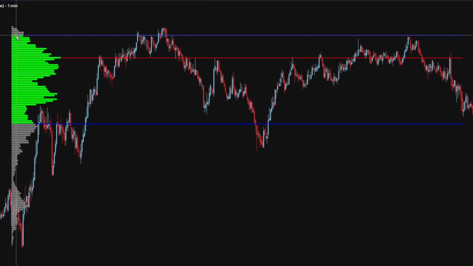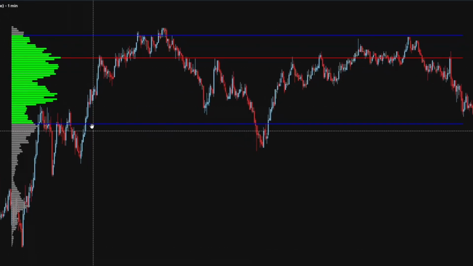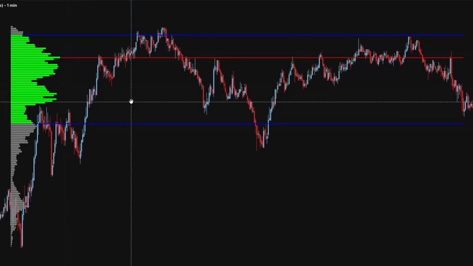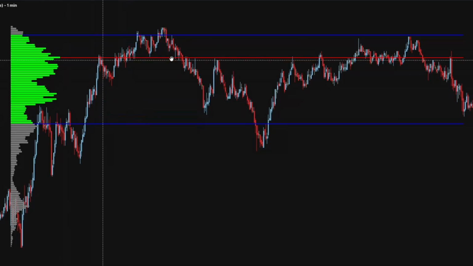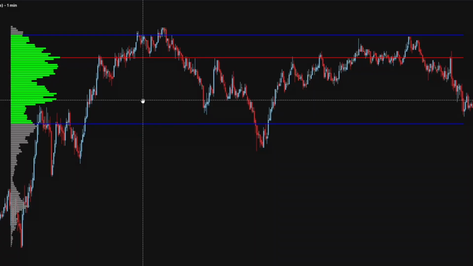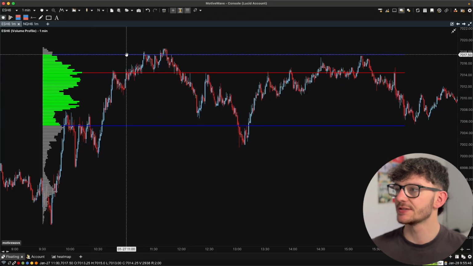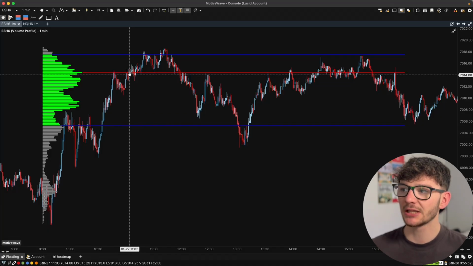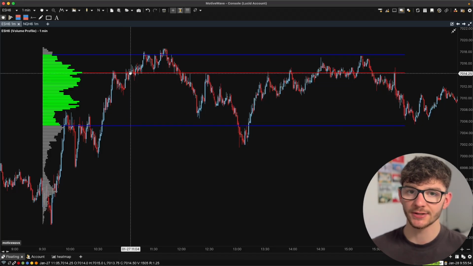So the value area, which is denoted by the upper and lower blue line and everything in between it, denotes where 70% of the transactions that occurred in this day, in this regular trading hours session, were. So 70% of the trades that took place in this session were between this high and this low. And then the red line was the level where the most amount of trades took place.